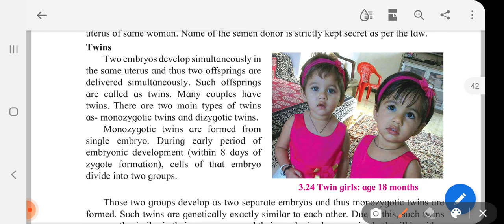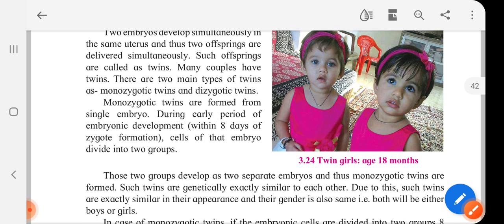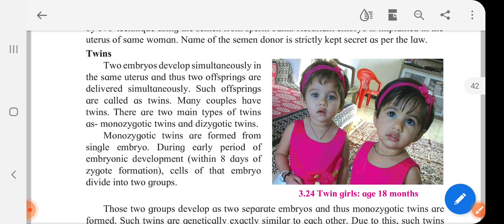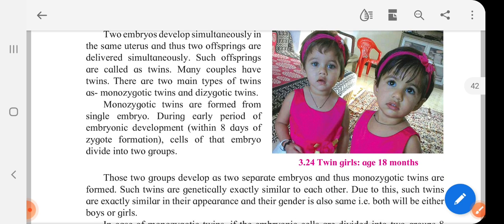Now let us talk about twins. If two embryos are developed simultaneously in the same uterus and thus two offsprings are delivered simultaneously, such offsprings are called twins. Many of the time you must have seen in your neighbors, in your area, in your family, you have a twin brother or twin sister. This is due to the development of two embryos in the womb of the mother. So many couples have twins.